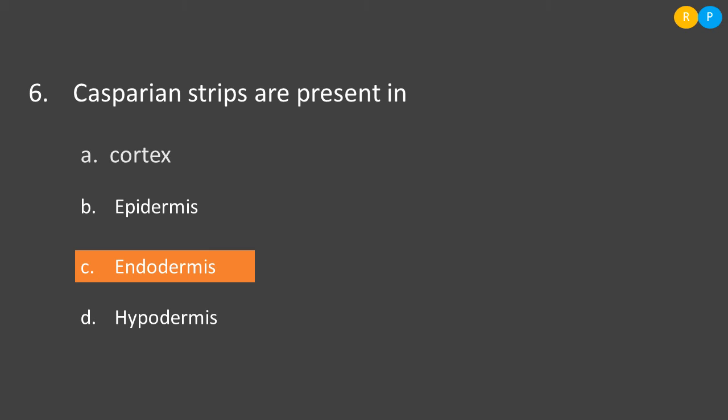So let us see the options. Option A, cortex. So cortex will not be having Casparian strip. Then option B, epidermis. So epidermis is not having Casparian strip. So we can see the presence of cuticle layer on the epidermis of leaves and stem. Then option C, endodermis. So endodermis will be having Casparian strips. Clear? So the correct answer is option C. Then option D, hypodermis. So hypodermis does not consist of any Casparian strips. So the correct one is option C, endodermis.